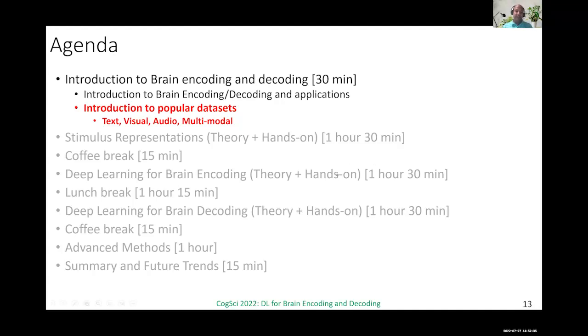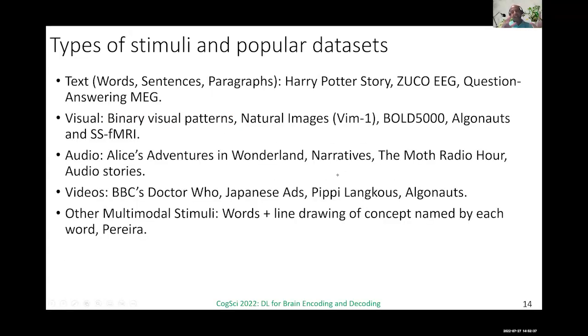So let me start by talking about popular data sets. There are several kinds of data sets across different modalities. There are text-based data sets, visual data sets, audio data sets, video data sets, and of course other kinds of multimodal stimuli-based data sets as well. For text data sets, people have tried words, sentences, paragraphs, different kinds of granularity. The popular ones are Harry Potter stories, Zuco EEG, and so on. We'll talk about them in detail in the next 20 minutes or so.